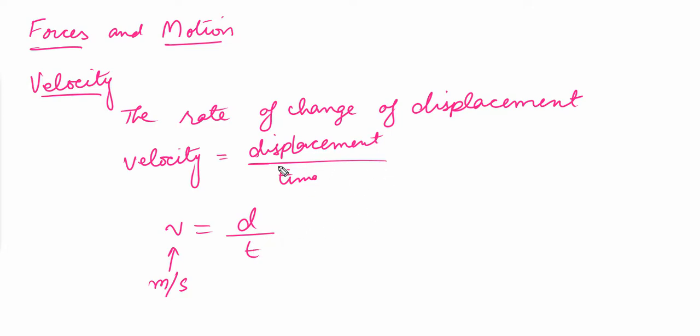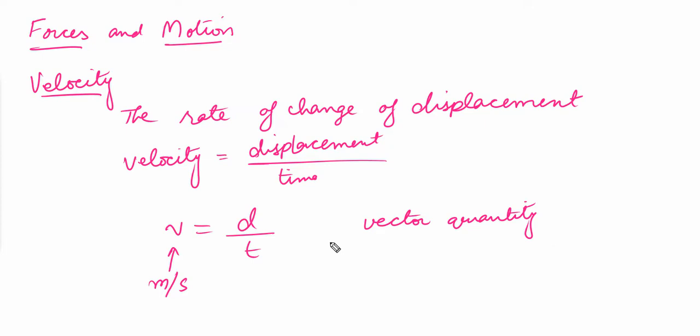And over here, as we can see, the displacement has a direction but time does not have any direction, so velocity will possess a direction. Due to which velocity is a vector quantity, because it possesses a direction.